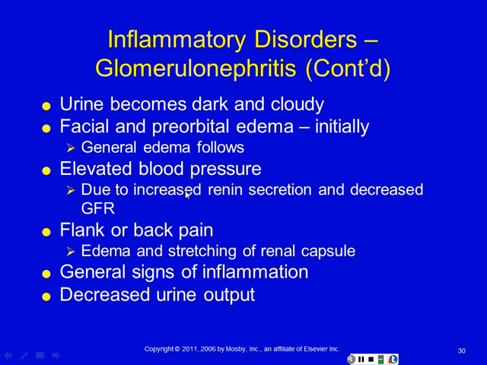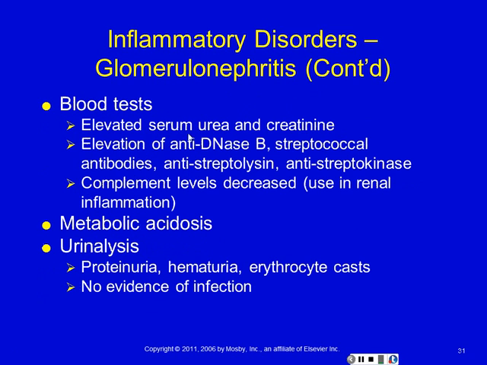We'll see an elevation in blood pressure. Again, one of the kidney's responses to irritation is to secrete renin, and that renin causes an elevation in blood pressure and a reduction in urine output. Flank or back pain, again, this we see anytime the kidneys are upset about something, and then a decrease in urine output and the generalized signs of inflammation. So fatigue, lethargy, myalgia, maybe even some low-grade fever.